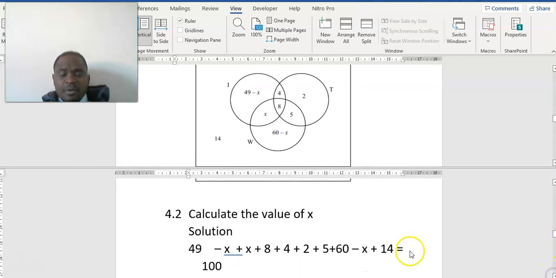Now, try and find the value of x. How are you going to find the value of x? Is this side 49 minus x for this, plus x, this one, plus 8, this one, plus 4, this one. We are not done yet. Plus 2, this one, plus 5, this one, plus 60 minus x, that is this one.